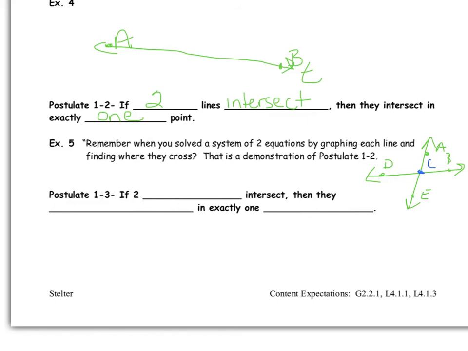Alright, postulate 1-3. Postulate 1-3 says if two planes intersect, then they intersect in exactly one line. So if you have two planes, like two index cards, like my drawing before, and they intersect, then they intersect in exactly one line. Planes intersect in lines, lines intersect at points, and points don't intersect.